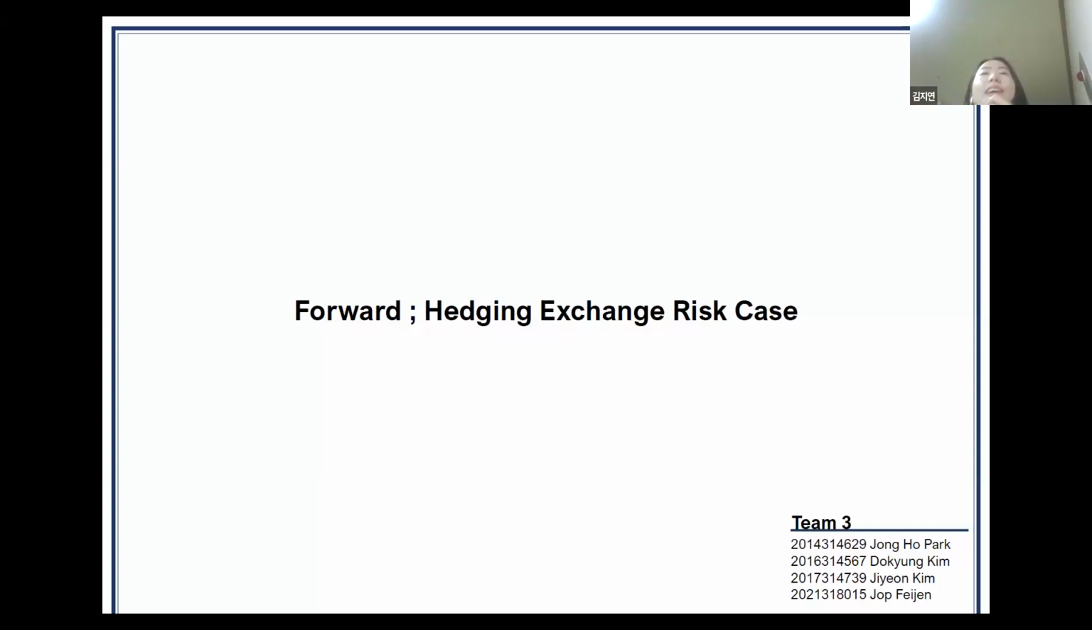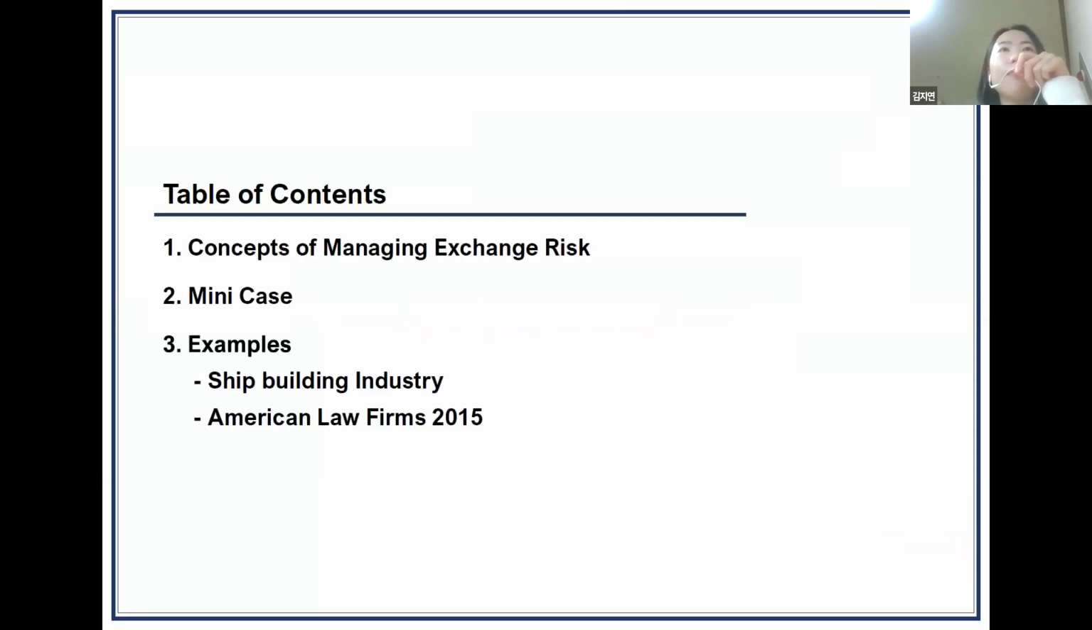Hi, we are Team 3, and we are dealing with the mini case about hedging exchange risk methods, especially the forward part. And these are our contents. Let's go on to the concepts first.